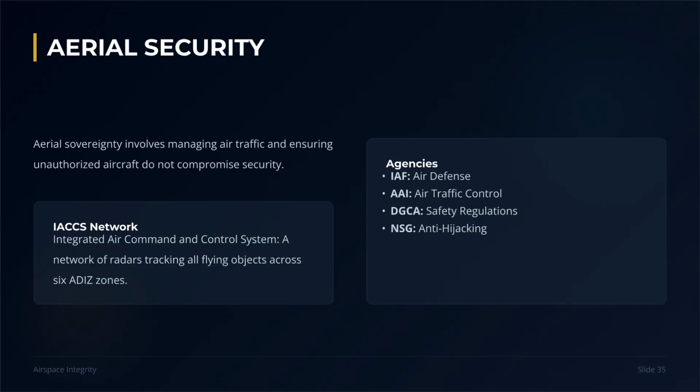Aerial security manages air traffic and prevents unauthorized aircraft from compromising security. The Integrated Air Command and Control System, or IACCS, network uses radars to track all flying objects across 6 air defense identification zones. Key agencies include the IAF, AAI, DGCA, and NSG.